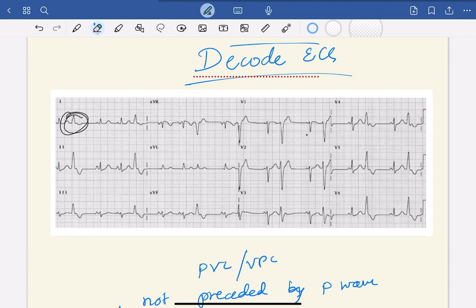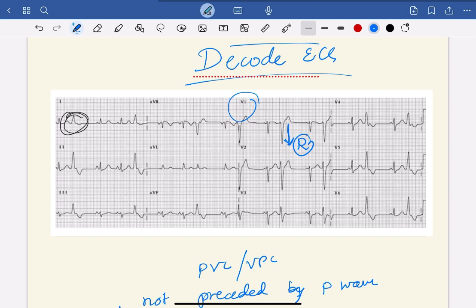For that you have to see lead V1, whether the VPC is predominantly up or down. In lead V1 the VPC is predominantly downward. When it is downward in lead V1, it is a right sided VPC, a right sided focus is there. So when you know it is right sided, then you have to know in the right ventricle which area, apex, outflow or inflow. For that you have to see the axis of the PVCs.